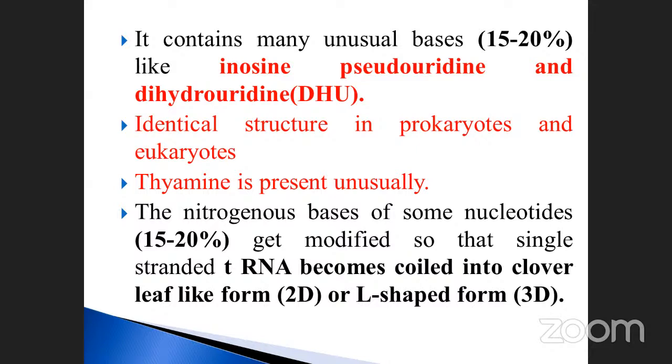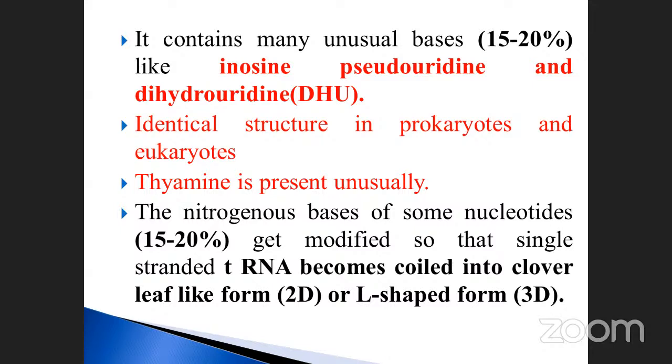Identical structure in prokaryote and eukaryote. Thymine is present unusually. The nitrogen bases of some nucleotides, 15 to 20%, get modified so that the single standard tRNA becomes coiled into a clover leaf like form, that is the 2D structure. The clover leaf model is also called the 2D structure, 3D structure, 4D structure. Like that, they may ask the question. Clover leaf model is only the 2D structure.